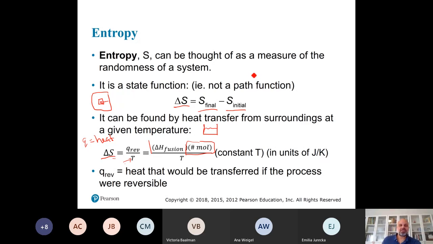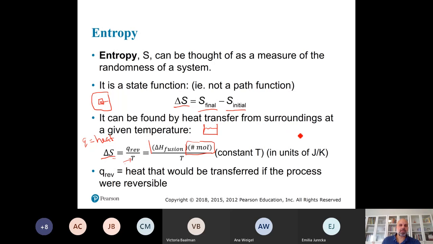So we have the heat of fusion, right? Heat of fusion is kind of the freezing process, the enthalpy that's being given off from freezing. We have a certain number of moles of the system. That is going to be the amount of heat, the heat that's being transferred. So we can calculate our heat. Heat is just equal to the enthalpy change based on the number of moles for a particular substance. And that's going to be, again, all at constant temperature.